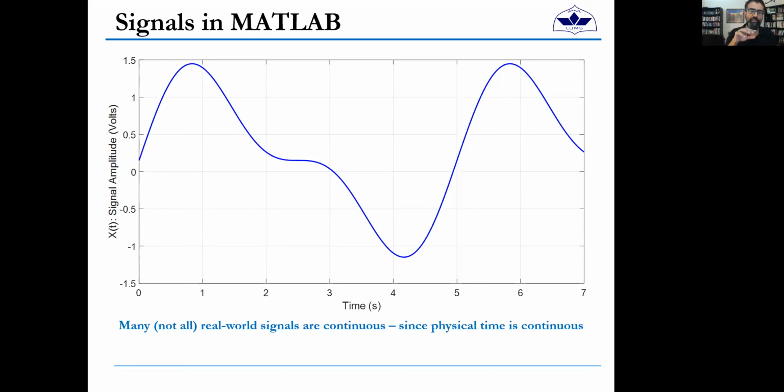Speed signal, if the pressure waves at a particular point in space as a function of time is continuous in the sense that the physical time is continuous, and you're plotting that variation in pressure as a function of continuous time, right? So since physical time is continuous, most real world signals are continuous as well, right? But if you're trying to deal with such problems in MATLAB, for instance, or for a computer, there's one problem that comes to mind immediately, right?